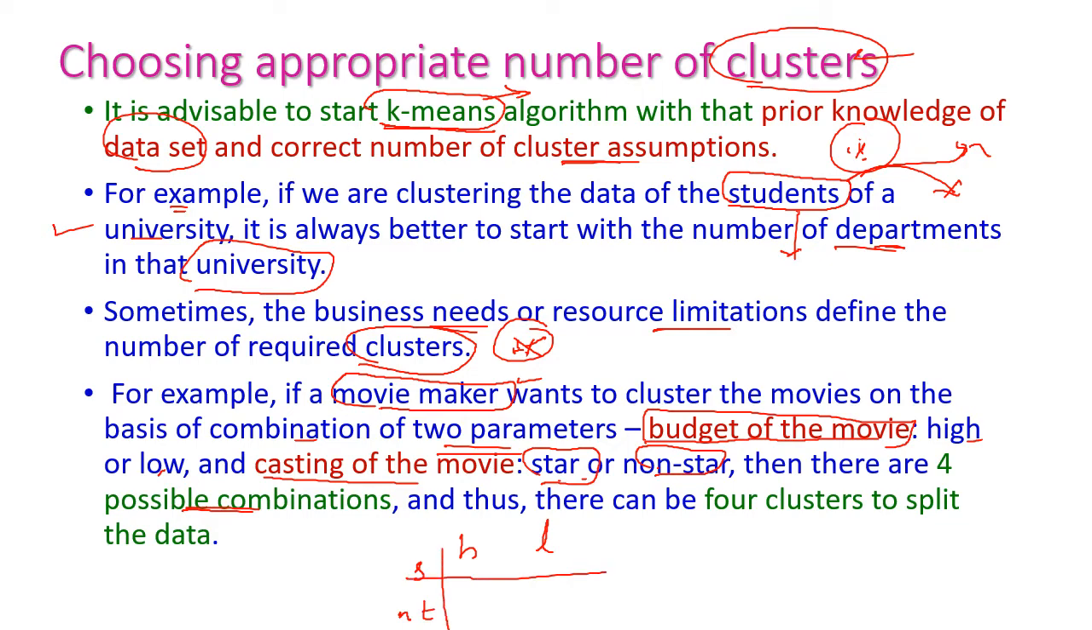Accordingly, 1, 2, 3, 4: star with high budget, star with low budget, non-star with high budget, non-star with low budget. So there are four clusters there. So based on the requirement also, the number of clusters will change, right?